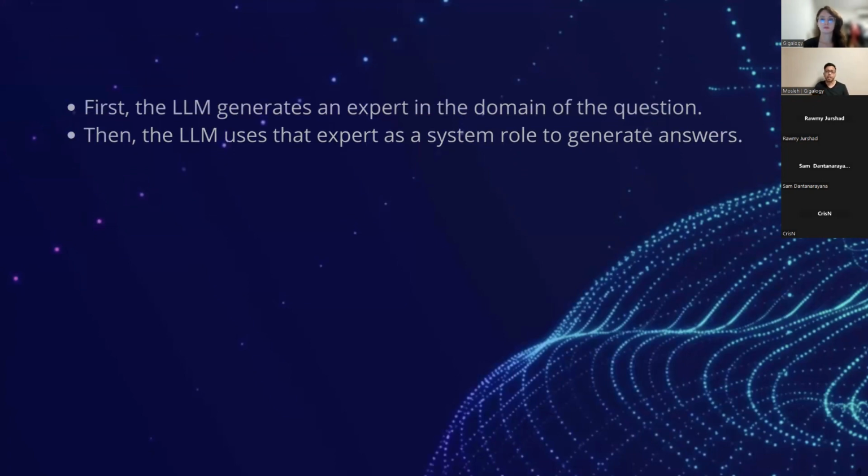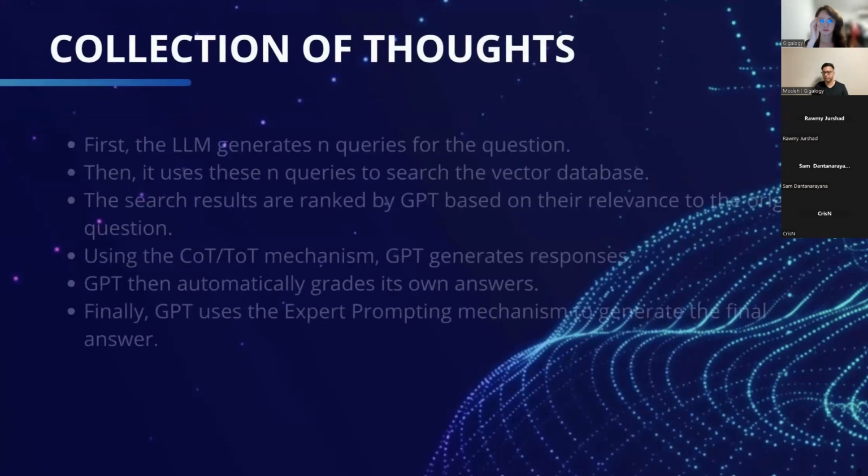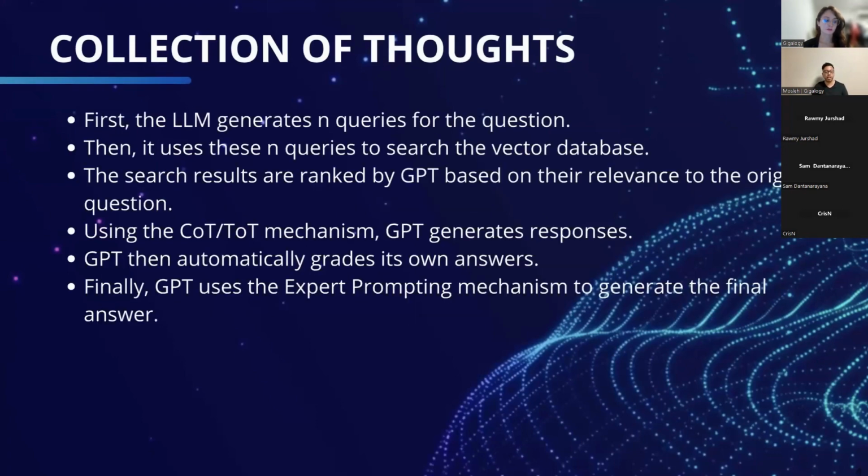And the last one is collection of thoughts, and it is somewhat unique to us because in this process, we basically took ideas from different approaches, combined them, verified them, and we realized that it gives a really good answer. So for this approach, the large language model generates n queries for the question. Let's say you are looking for a shirt. Then the model will generate n number of queries that are similar to your question, but more related to what kind of information you have in your database.